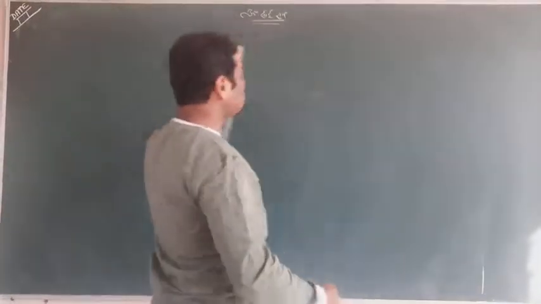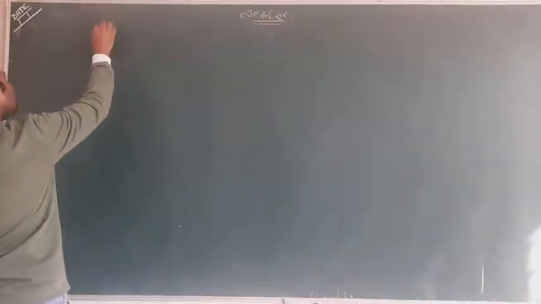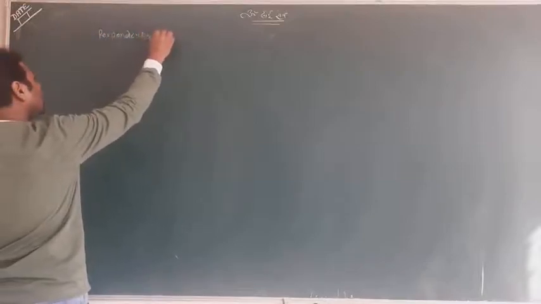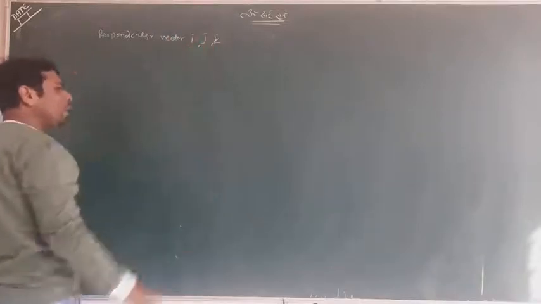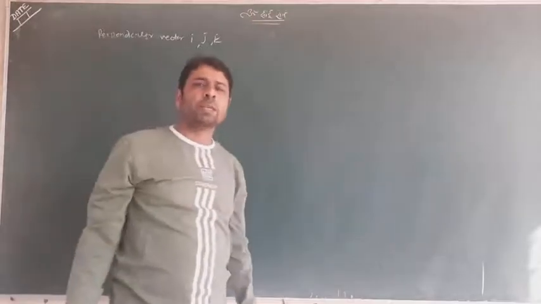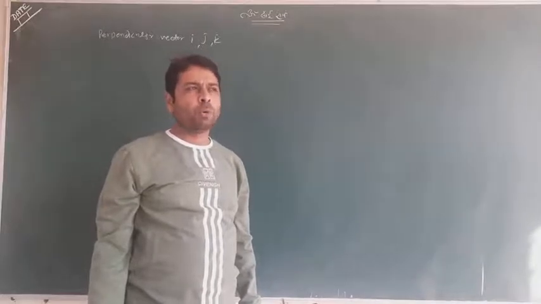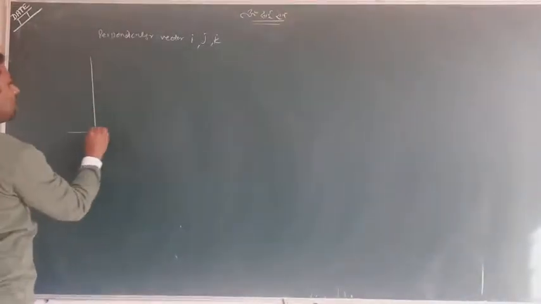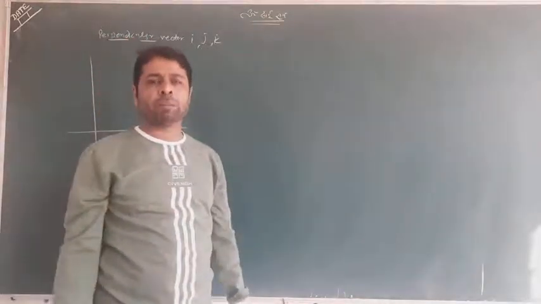Students, some more things we will discuss and study today. First I will start with the perpendicular vectors i, j and k. You have heard about i, j and k in physics, in current or some other chapter. Today we will see in mathematics how they work. These are perpendicular vectors, always taken perpendicular to each other.